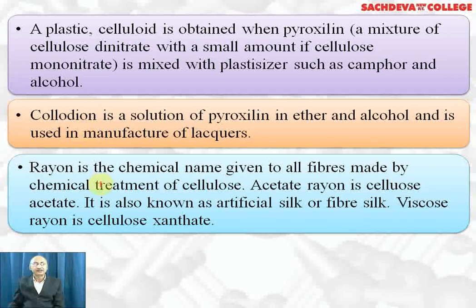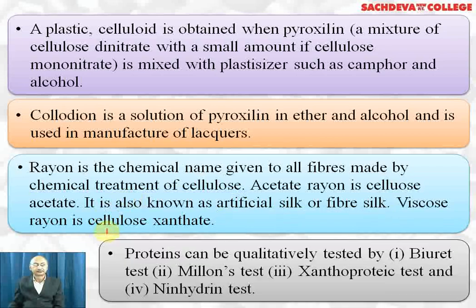Rayon is the chemical name given to all fibers made from chemical treatment of cellulose. Acetate rayon is cellulose acetate. It is also known as artificial silk or fiber silk. Viscose rayon is cellulose xanthate.